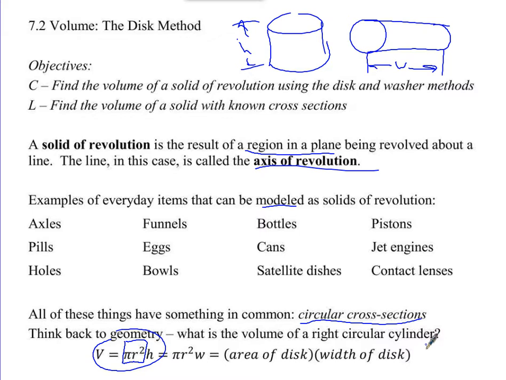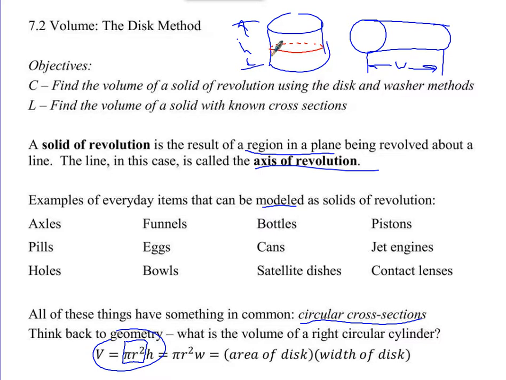The volume of a right circular cylinder in geometry is V equals pi r squared h. Okay? Now, if I were to just take a slight section of this right circular cylinder right here, I'm going to call it a disk. What would the volume of that disk be? The area of the circle, but that disk has some thickness to it. Times the height of the circle.